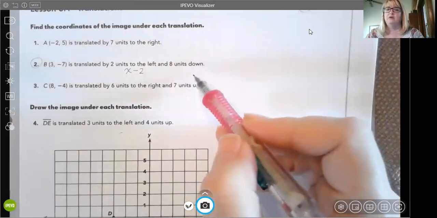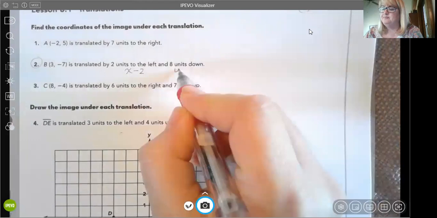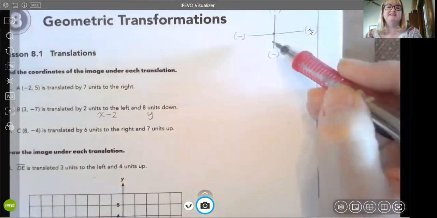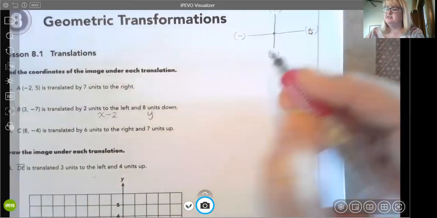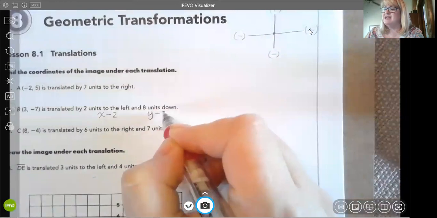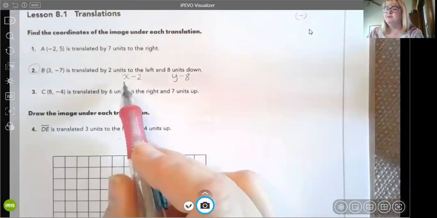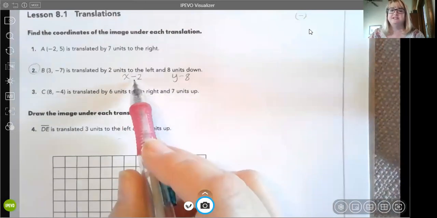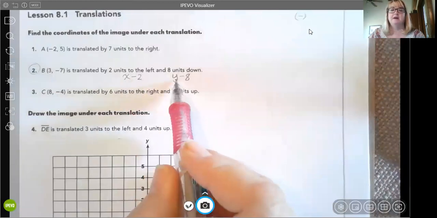8 units down. When you move up or down, that's the y-axis. When you're moving up or down, you're moving along the y-axis. And if I'm going down, my numbers are getting smaller. So that's another subtracting. I'm going to go down 8. So x is movement along the x-axis, going backwards or to the left, 2 units. This is movement on the y-axis, going down 8 units.